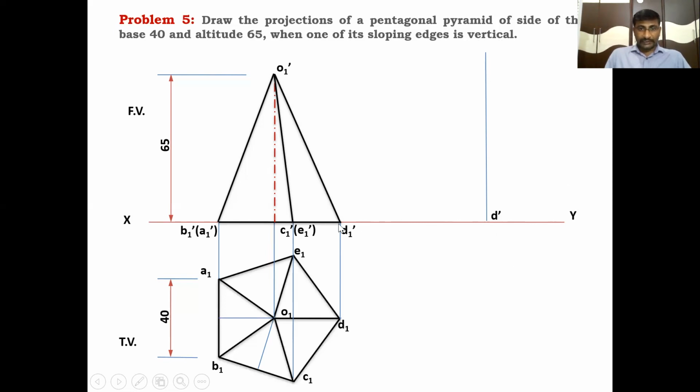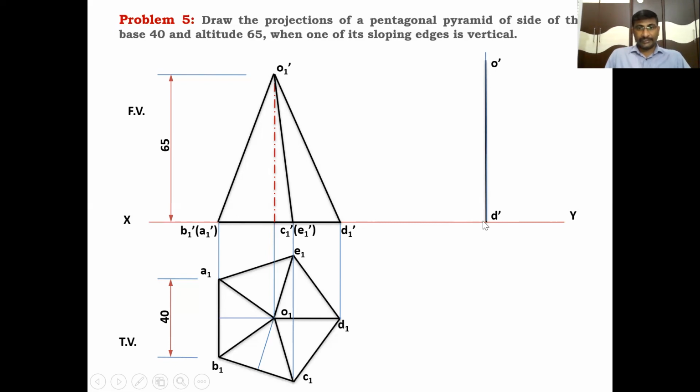Locate this point: D1 dash becomes D dash. From D dash, draw a vertical line, a dark line, up to a distance equal to this distance. Take this length from D dash and locate the point O dash. The length D dash O dash is equal to D1 dash O1 dash. Take this distance and transfer it onto this vertical line.